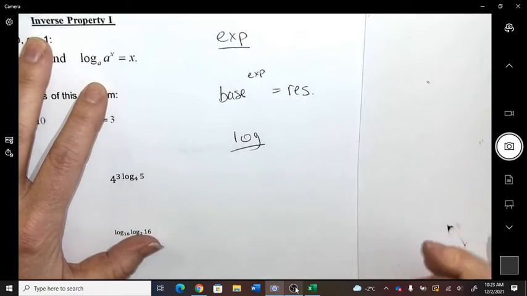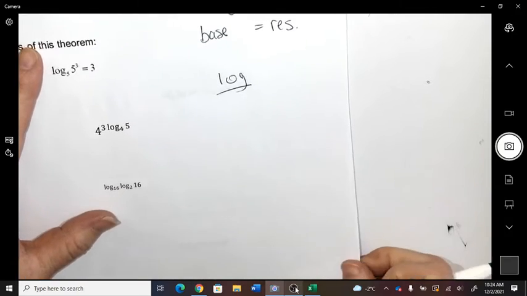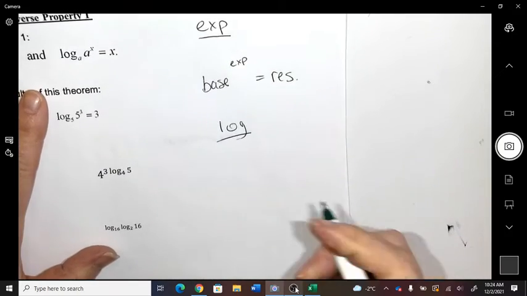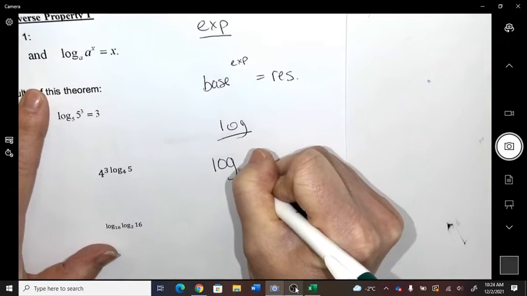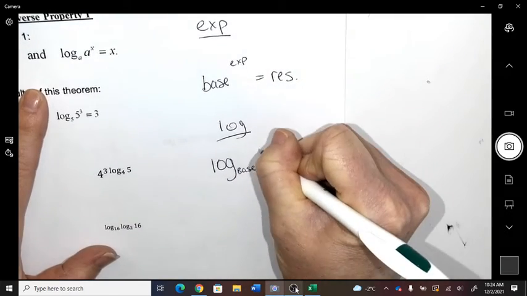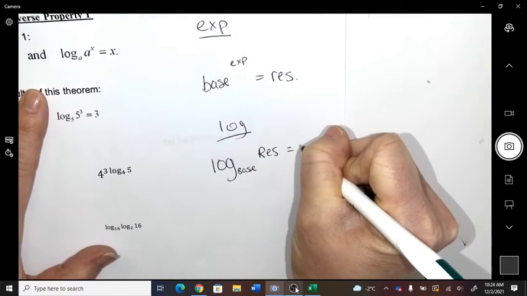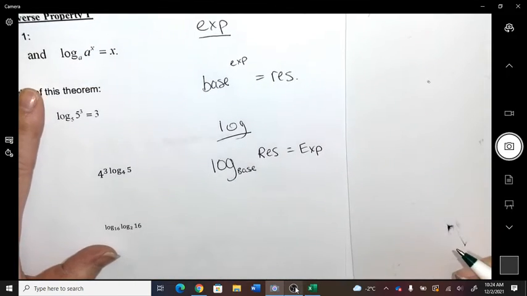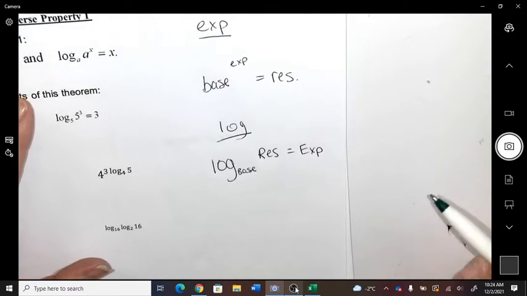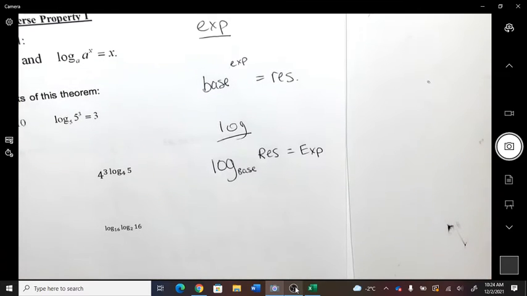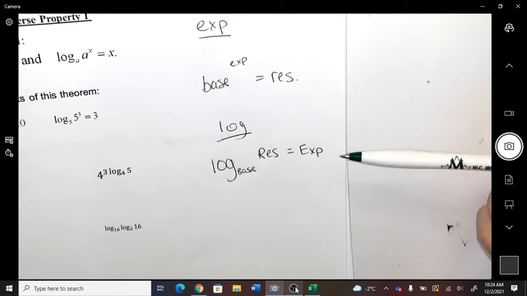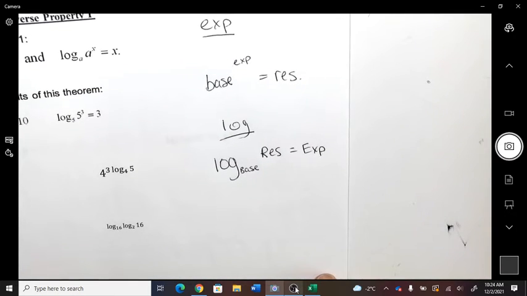Log form. How do you always think about your log form? Log base result equals an exponent. Okay? So we always think about logs, the output, the answer is always the exponent, right? Our backwards brain thinking. Okay.